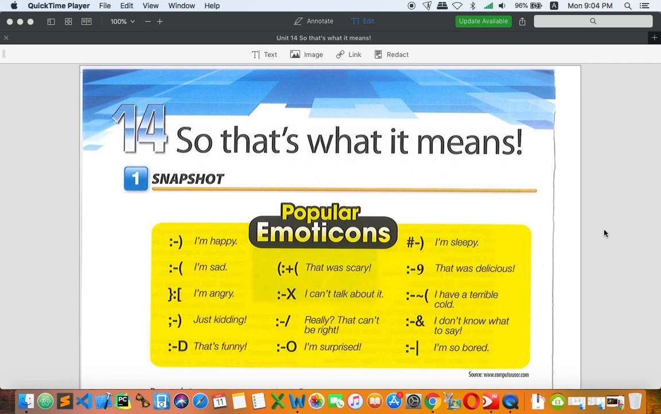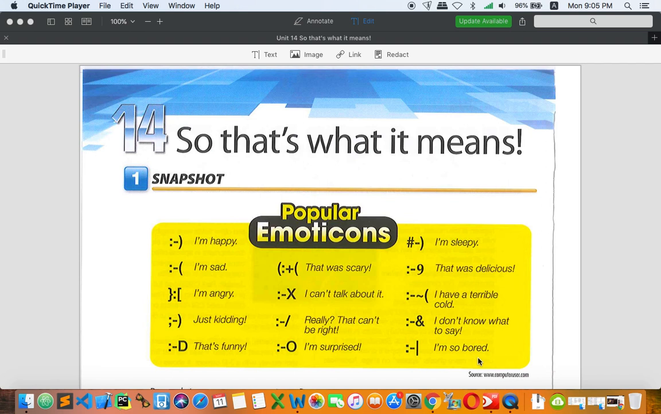So you take a look at the first activity, which was about popular emoticons. You probably don't understand the word emoticons. Emoticons is like emoji. So any sign that we use to represent our feeling. As you can see right here, I'm happy. That is one type of emoticon, or you can say emoji. I'm sad, I'm angry, just kidding, that's funny, a lot more, all right?